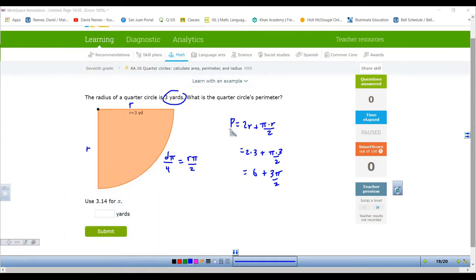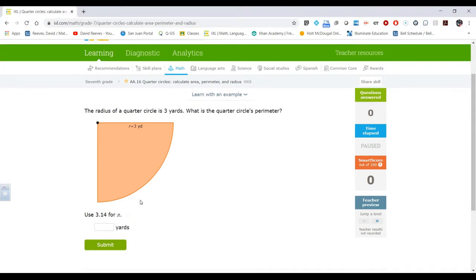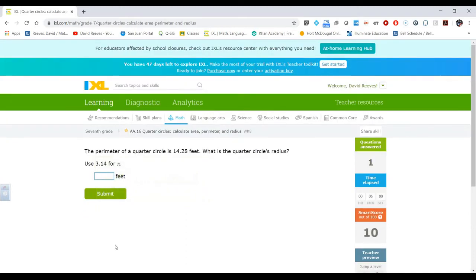10.71, and I don't see any directions on rounding, so I'm just going to put in 10.71. 10.71 yards are the units. Let's submit it and see how we did. We are awesome.